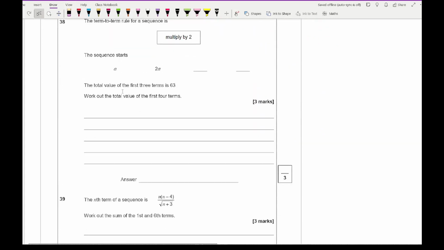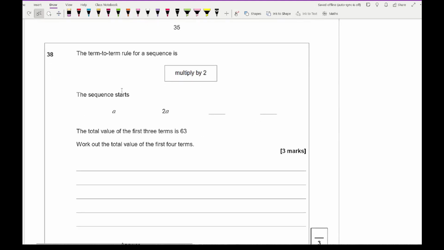Then moving on to question 38, so let me just zoom in, and it says the term-to-term rule for a sequence is multiply by 2. It says the sequence starts with a, then 2a, and then we've got 2 blanks. It says the total value of the first 3 terms is 63. Work out the total value of the first 4 terms.